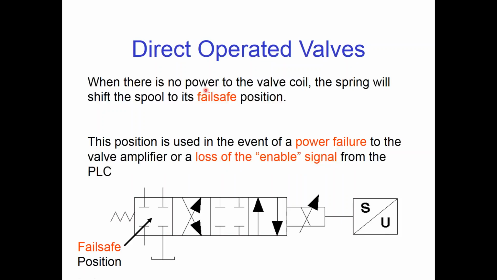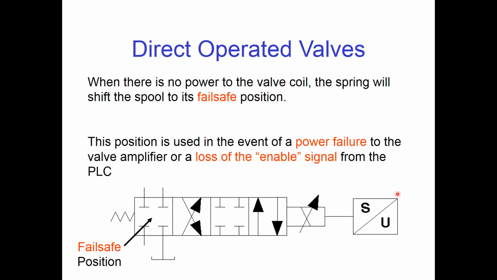So if we don't have any power going to the valve coil, if we have a power failure, or if we have a loss of our enable signal, which we'll talk about in a little bit, then the spring, this symbol here indicates a spring, will shift the spool into this position, and in this particular fail-safe position, you see that all four of the ports are blocked. Right? That's going to block all the flow to or from the actuator.